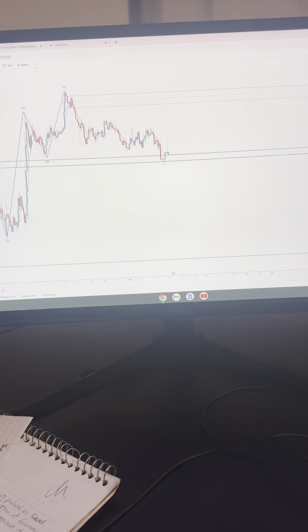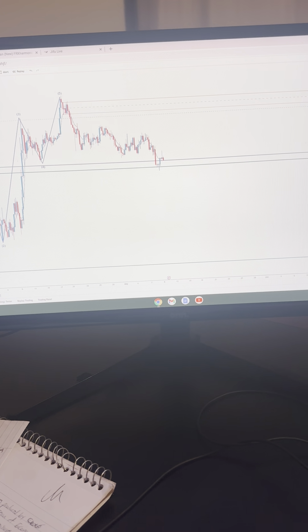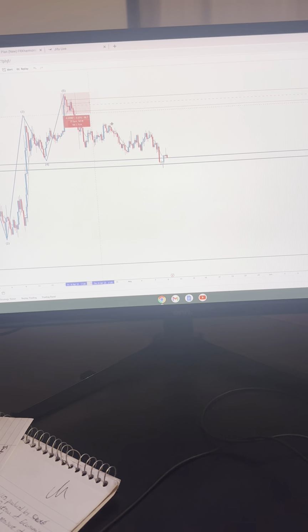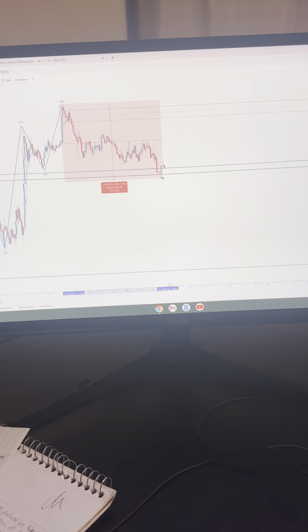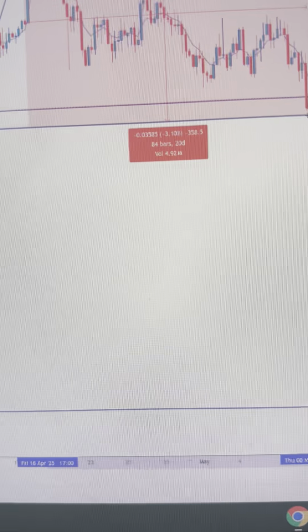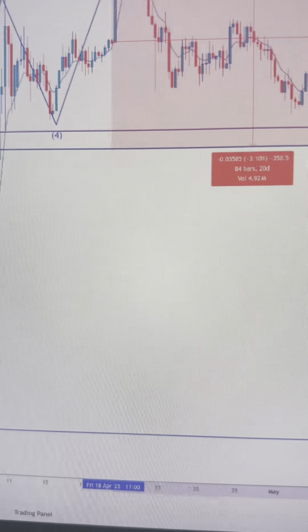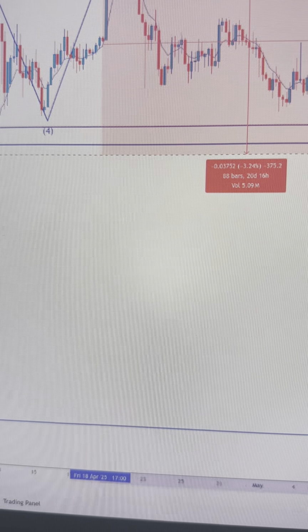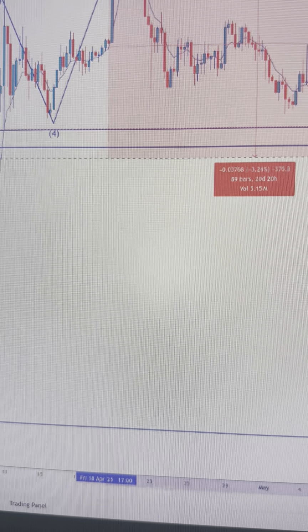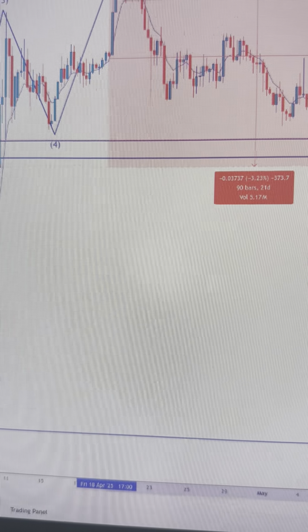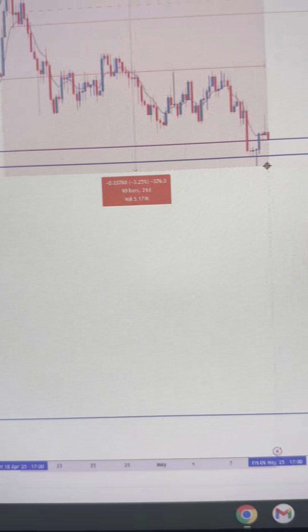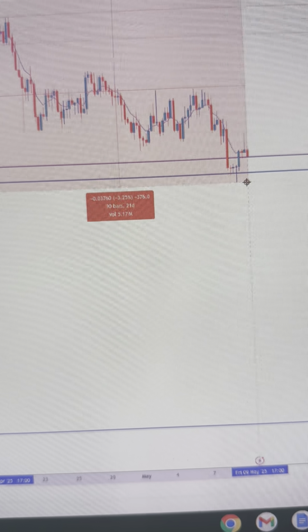This correction right here was almost 400 pips. This is 376, a 375, 376 pip drop. Huge drop.